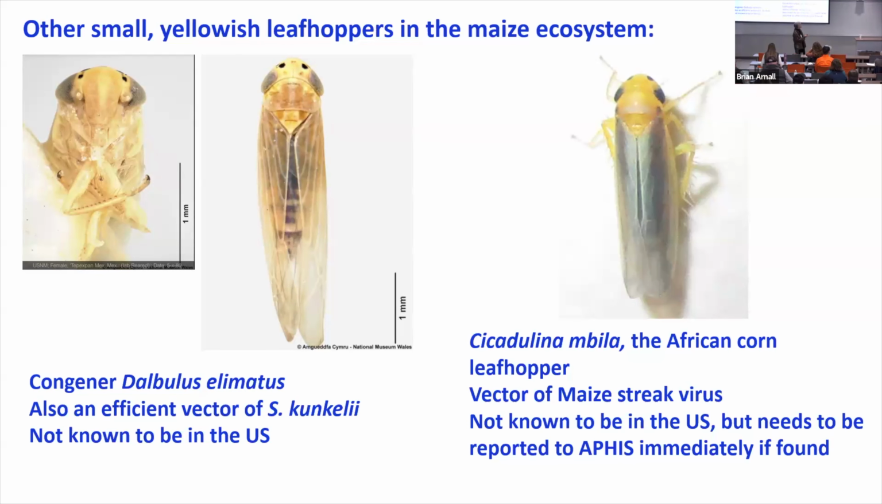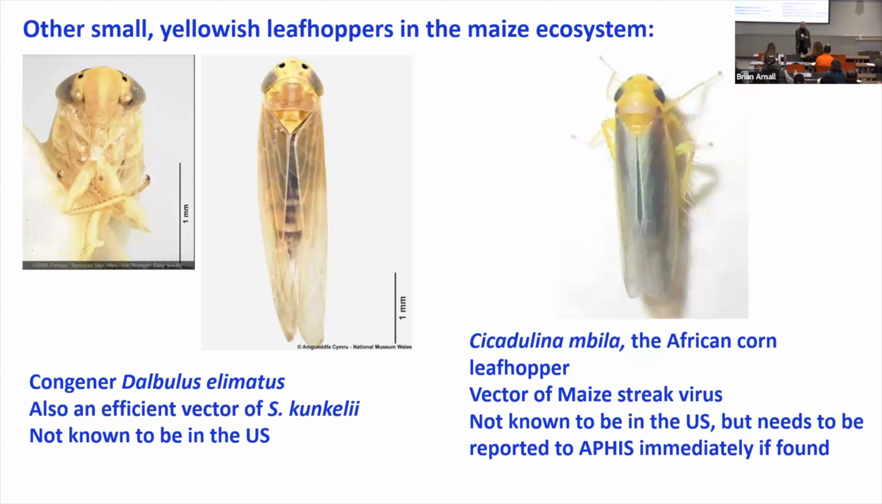So I've got other small yellowish leafhoppers in the maize ecosystem. The first one is Dalbulus elimatus. It's a congener to Dalbulus maidis, but it's distinguished by the two dark spots above on the vertex, but it also has two small spots just below that. So it has 4 spots. Dalbulus maidis has 2 spots. Okay, that's how you tell. And it almost doesn't make any difference because this one is also a very efficient vector of corn stunt spiroplasma.